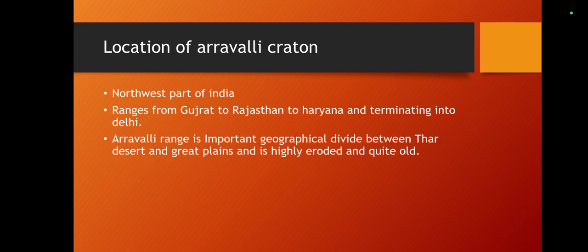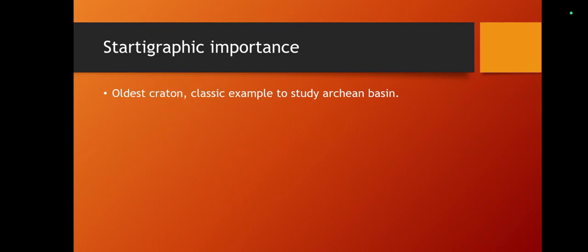So its location is basically in the northwestern part of India, and it is spread from Gujarat, Rajasthan, Haryana, and finally terminating at New Delhi. The Aravalli range is important because it is a geographical divide between the Thar Desert and the Great Plain of India. And Aravalli is a very highly eroded and quite old mountain. And its stratigraphic importance is that it is the oldest craton and a classic example to study the Archean basin.